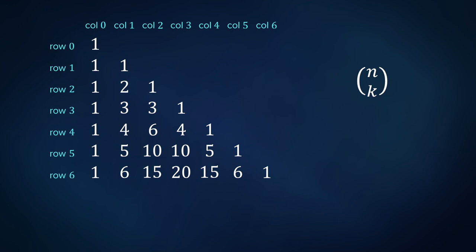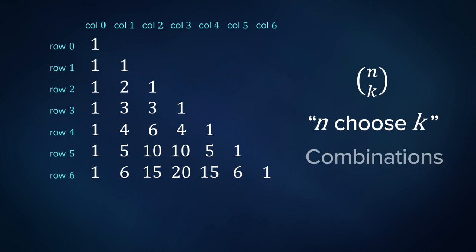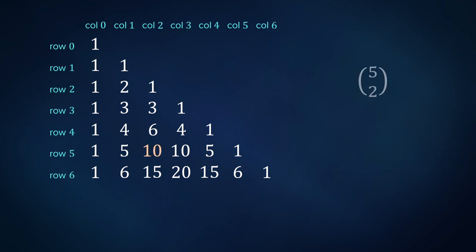We give the number that appears in row n and column k a name. It's denoted like this, and it's pronounced n choose k because it counts the ways that we can choose k objects from n different objects. These are also called combinations. For example, the number that appears in row 5, column 2, the number 10, is equal to 5 choose 2.